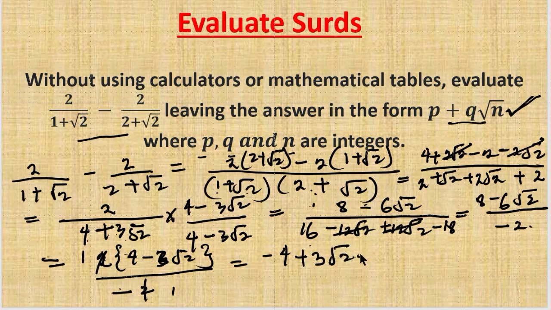So already now I have my expression in this format. So I can conclude expressly that my P is the same thing as minus 4, my Q is the same thing as 3, and my N is the same thing as 2.